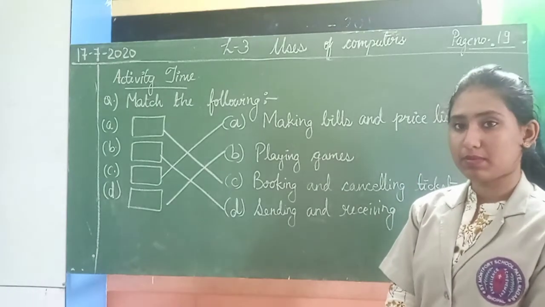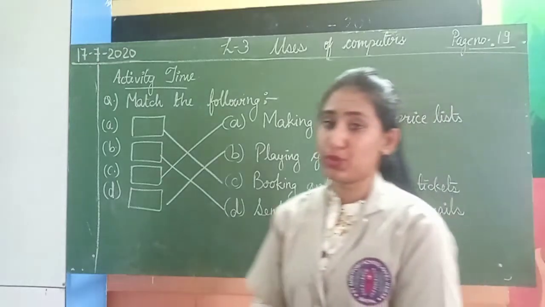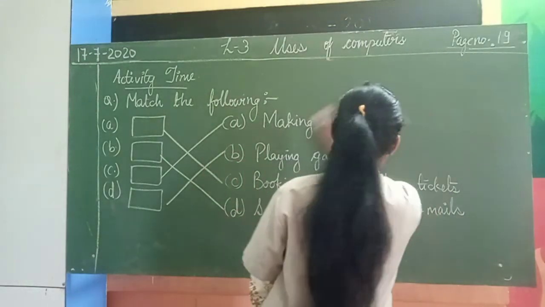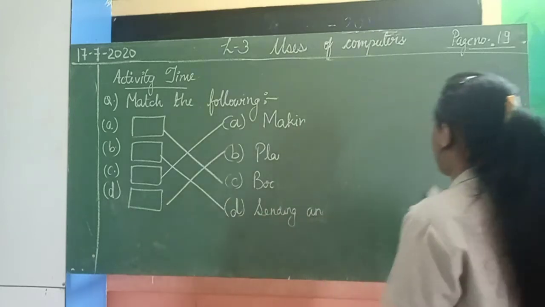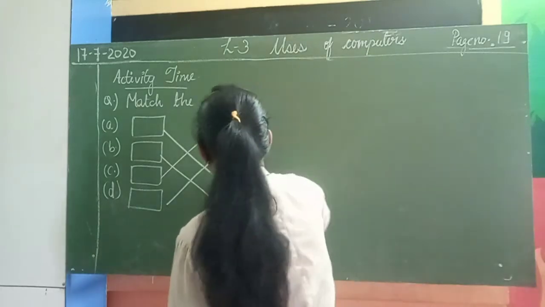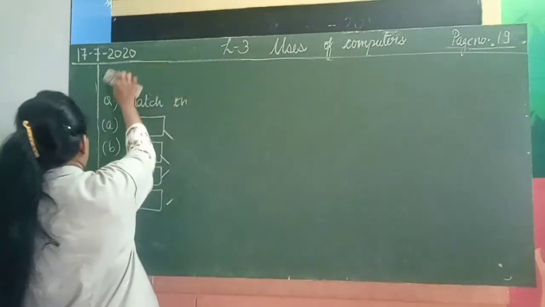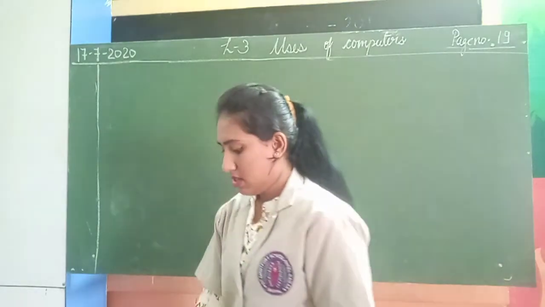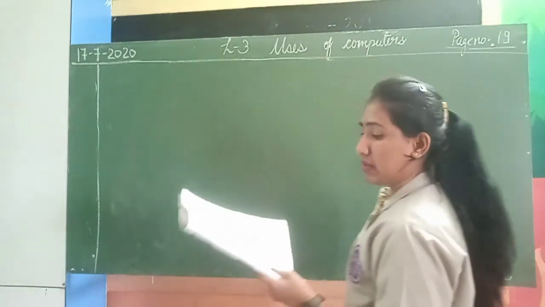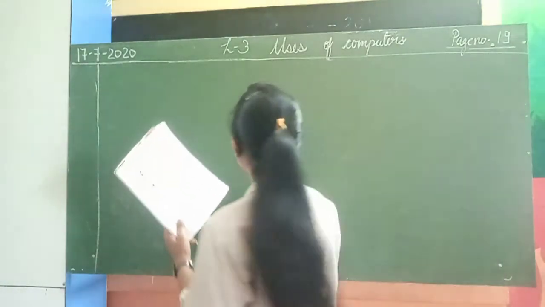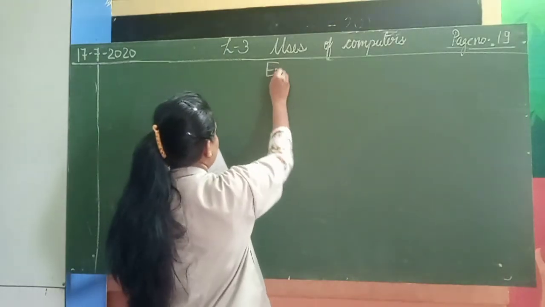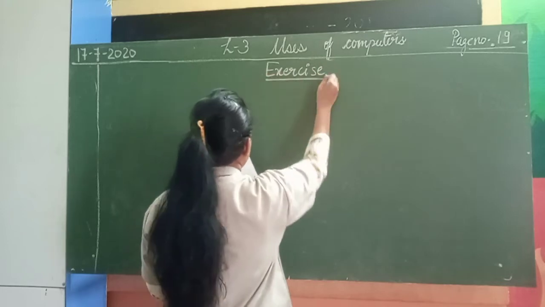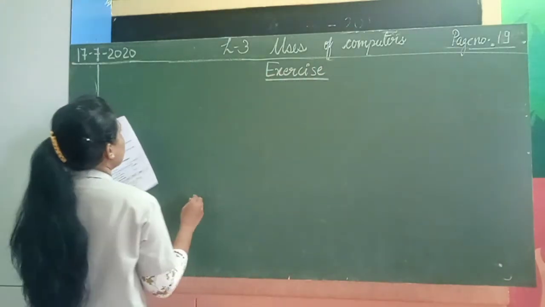Done? Okay. Now we'll move on to the exercise. Okay? On the same page number, we'll start with our exercise. On page number 19, exercise of lesson 3, uses of computers.